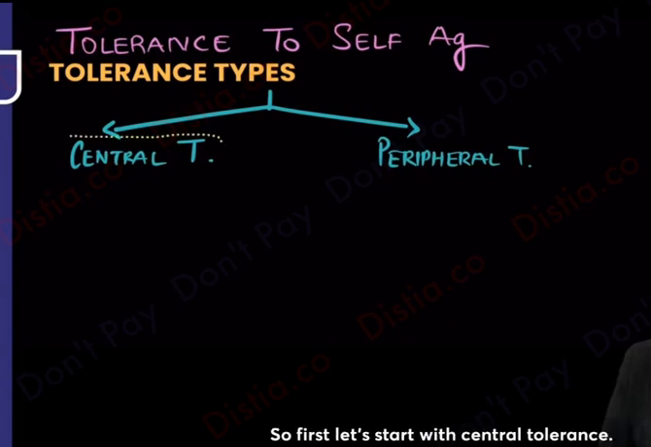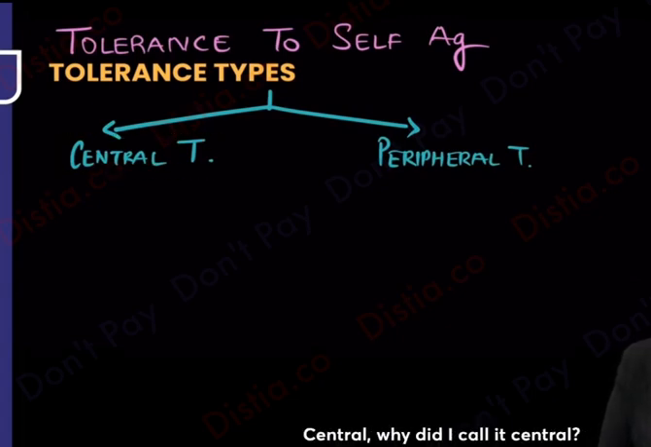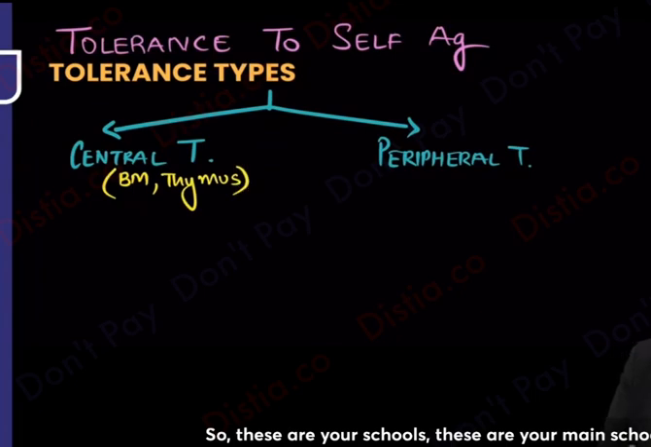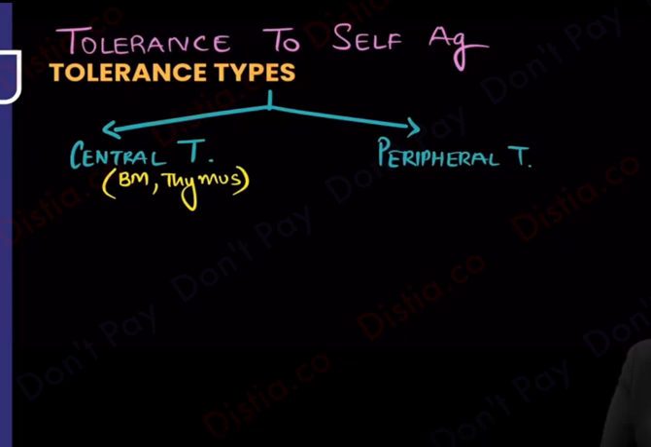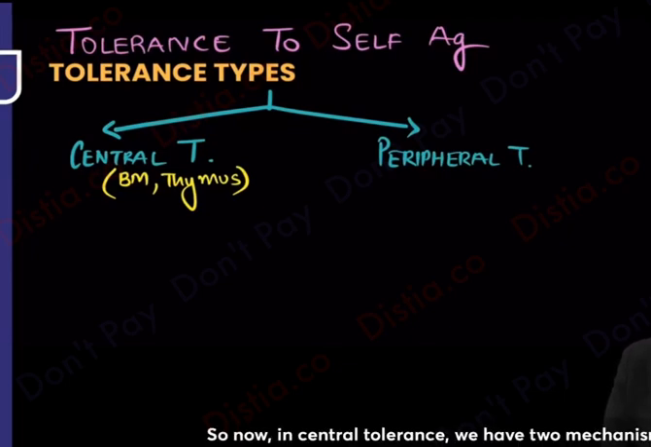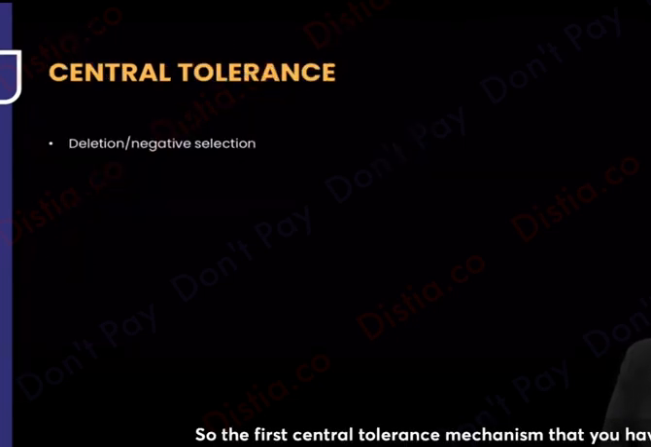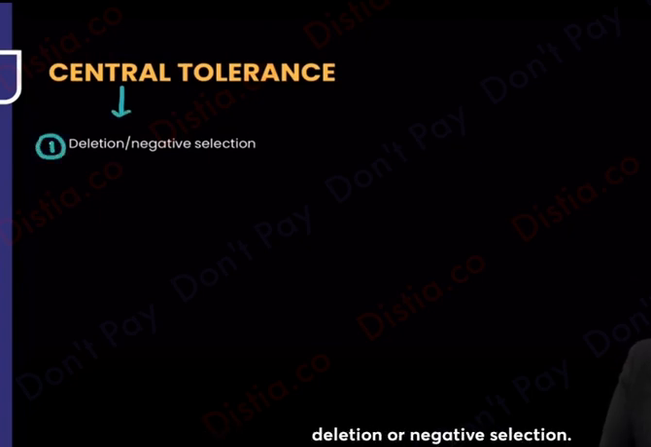So first let's start with central tolerance. Central, why did I call it central? Because it is happening in the central organs like the bone marrow, the thymus. So these are your schools. These are your main schools, right? Your school from 1st grade to 12th grade, bone marrow and thymus is that school. Now in central tolerance, we have two mechanisms. One is for the B cells, one is for the T cells. So the first central tolerance mechanism that you have is deletion or negative selection.